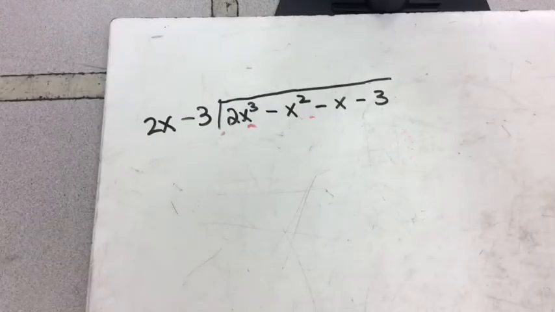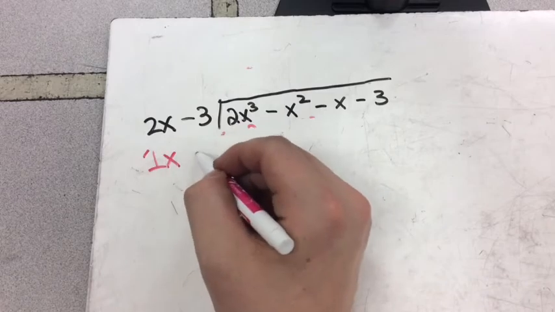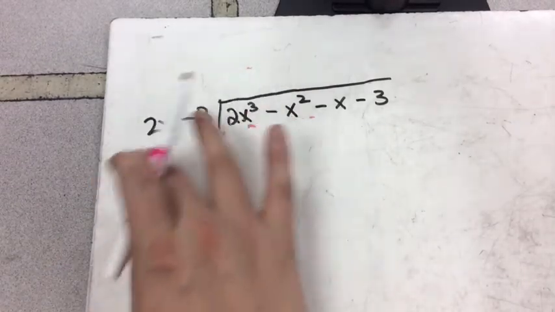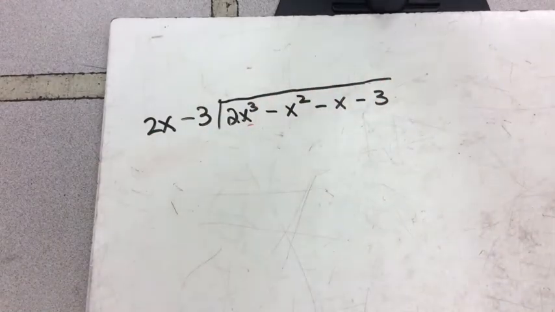Just like the factor theorem, you're going to have to do the long division on this. However, when you use synthetic division, there has to be a 1 as the lead coefficient, like this. And since we have a 2 out here, we can't use synthetic division. So I'm going to have to go old school and do some long division here.